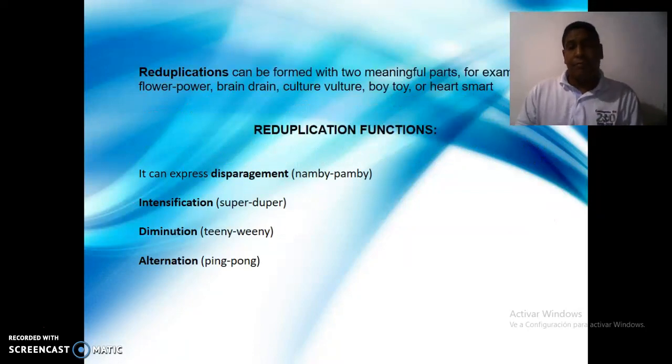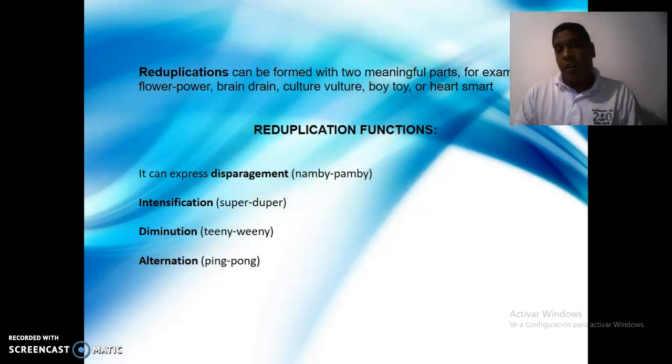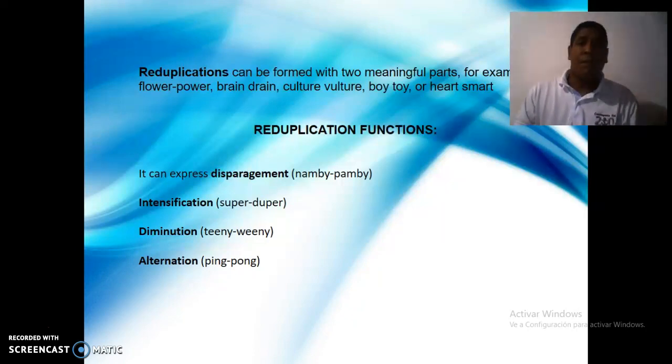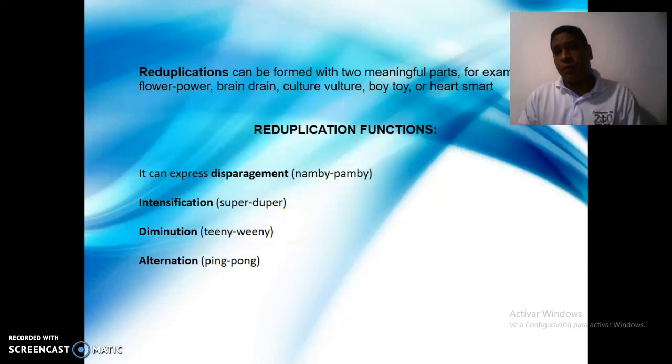Now, in this topic, we can also say that reduplication can be formed with two main parts. Examples: flower power, brain drain, culture vulture, boy toy, or hair care.